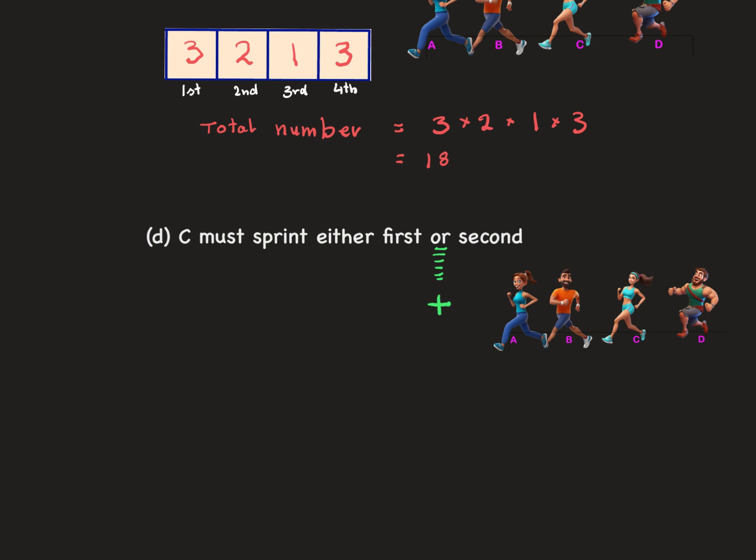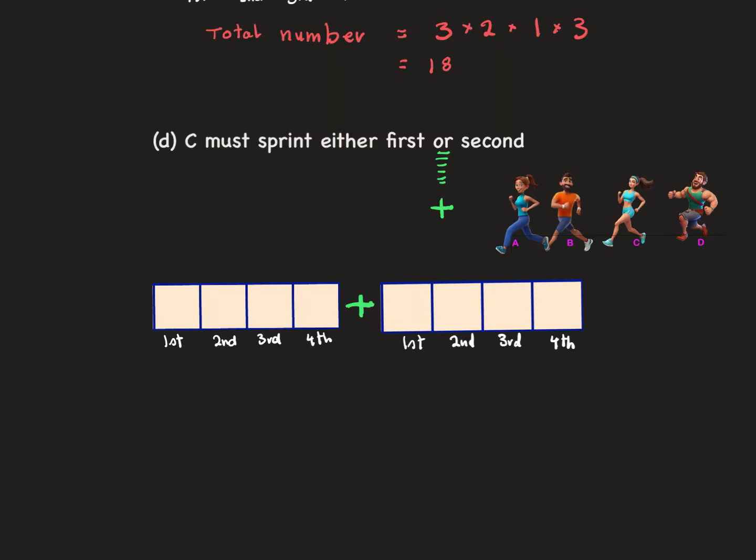So we will need 2 tables. We've split them into 2, and we're going to find out first of all what happens if C sprints first. That will be in this particular table. And then we'll look at what happens if C sprints second. So what happens if C sprints first? That means that there is only 1 placing where C must sprint. And then we have 3 positions, 2 positions, and 1.